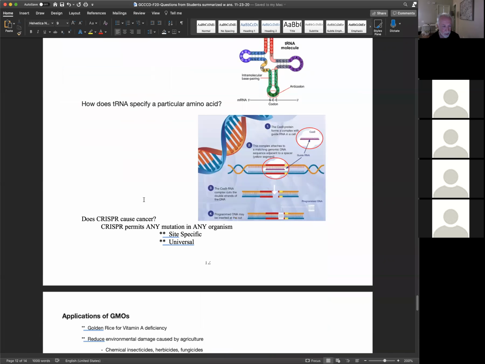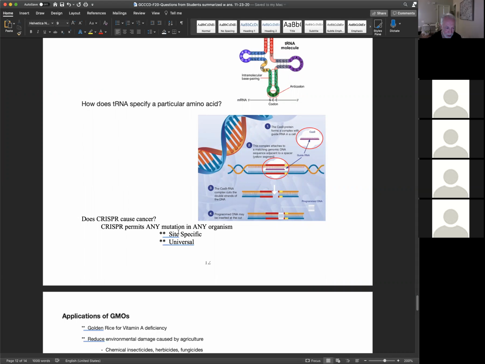Someone asked, does CRISPR cause cancer? You can't prove a negative. You can't ever prove that CRISPR doesn't or could never cause cancer, but the chances of it are extremely unlikely. And let me just remind you what CRISPR does. It causes any mutation in any organism, from bacteria to whales. And it's site-specific and it's universal.